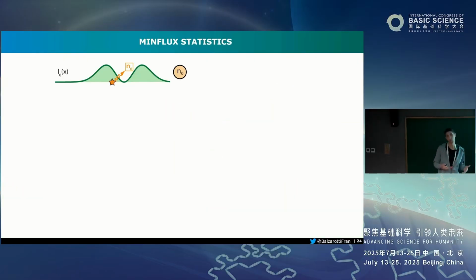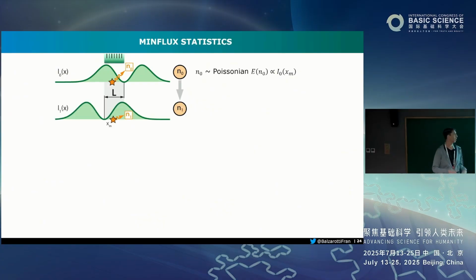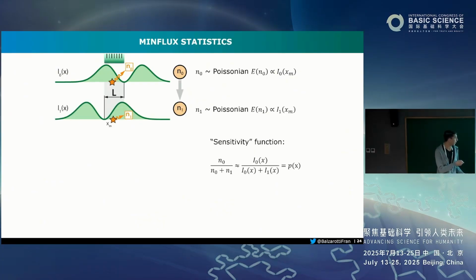So if you do real math with this now, each photon emission is going to be Poissonian. It's going to be proportional to the intensity that excites the molecule. The next exposure will be the same, and you can have this function, which is the fraction of photons that you collect in one of these exposures, as proportional to the fraction of intensity.